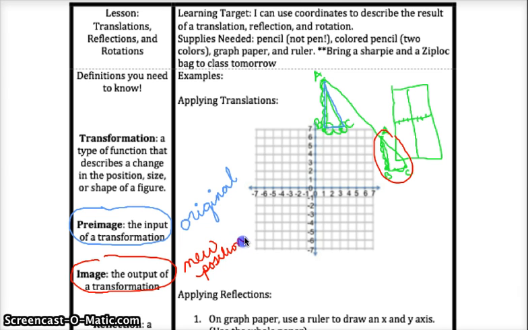Okay, so you have the original, which is your pre-image, and your image, which is your new position. This one is my pre-image, and then I slid it down, and this is my image. So this is an example of a slide transformation. There are a few others that we're going to look at too.